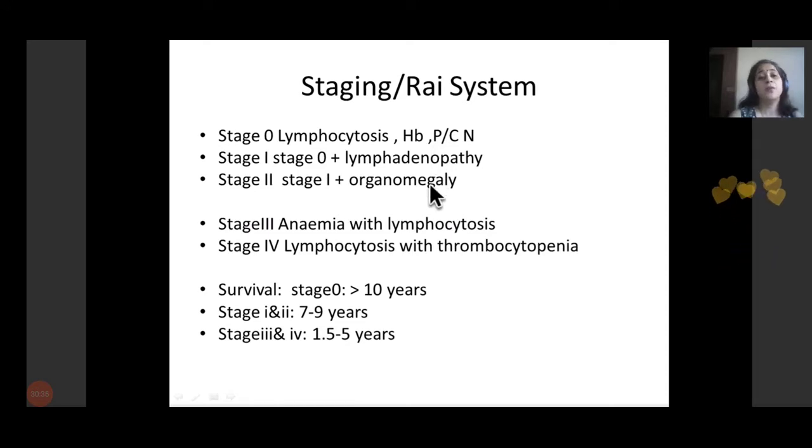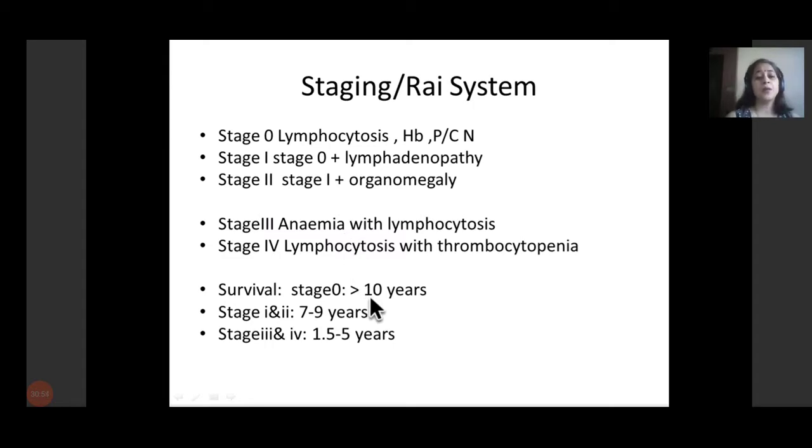So even if the lymphadenopathy and organomegaly are not there, if thrombocytopenia arises, which is stage 4, and the cutoff for the thrombocytopenia is 100,000 per microliter, and for anemia less than 10 grams per deciliter, this is the cutoff.